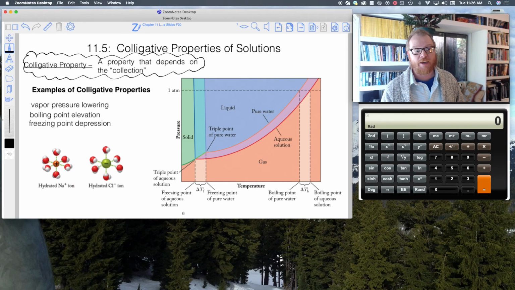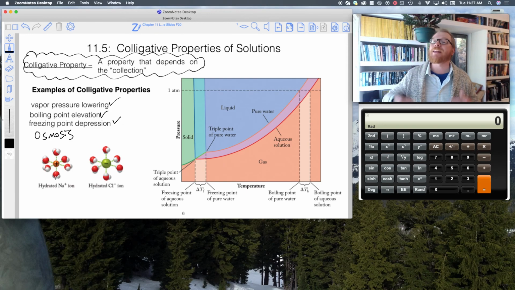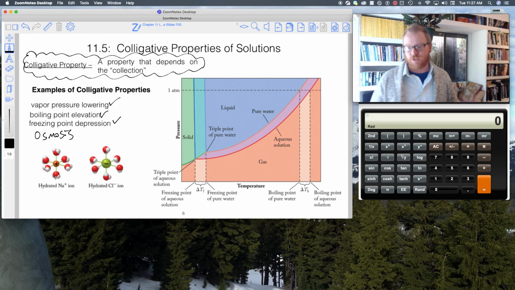So examples of colligative properties: vapor pressure lowering, like we just talked about. And the other two important ones that we'll talk about, boiling point elevation, freezing point depression. And then the last thing that I forgot to include on this list, osmosis. Okay, so osmosis is definitely dependent on how many things are dissolved in solution.